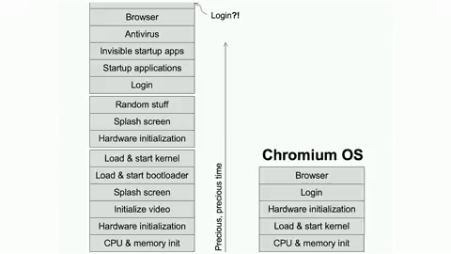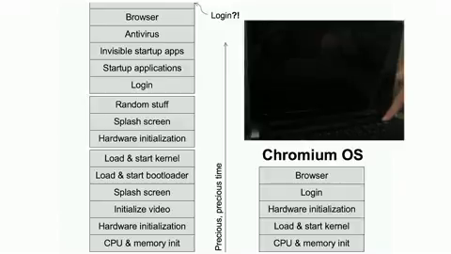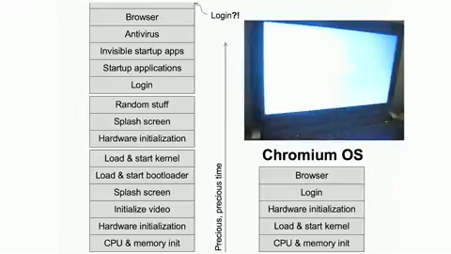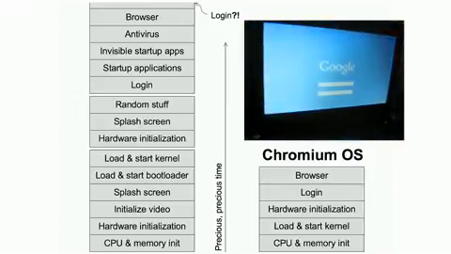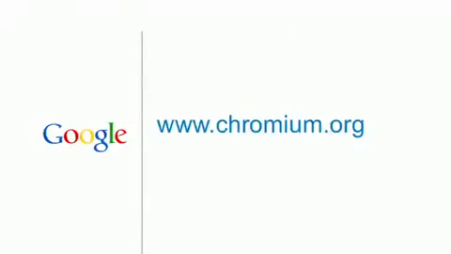Simple. So if you're a systems engineer, take a look through this and let us know what else we can cut out. Can we get to 4 seconds? 3? Go to chromium.org and learn more.